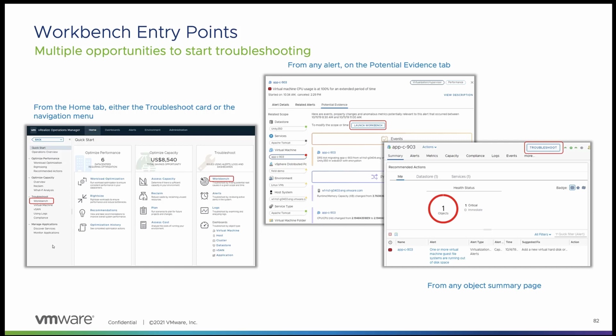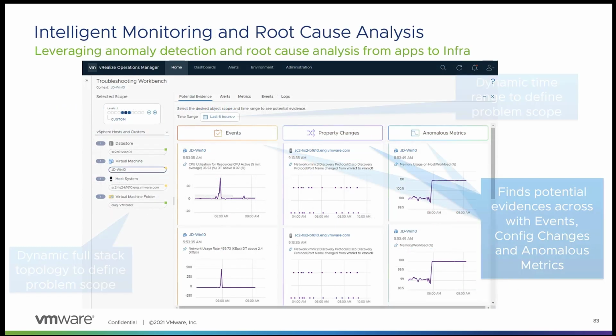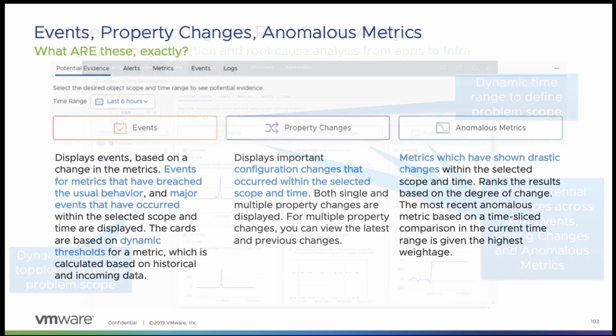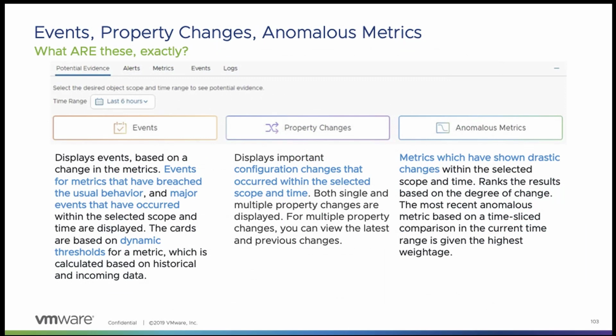We can click that to launch our troubleshooting workbench. What we're doing is taking that specified time range. We can change our time range out. On the left side, we can change our scope out, so we can have a full stack topology to look through our problem scope. We can set a custom scope, and we'll get into that in a few minutes. Then we're going to look at the potential evidence across our object with events, any configuration changes, or anomalous metrics. So let's take a look at what those are exactly.